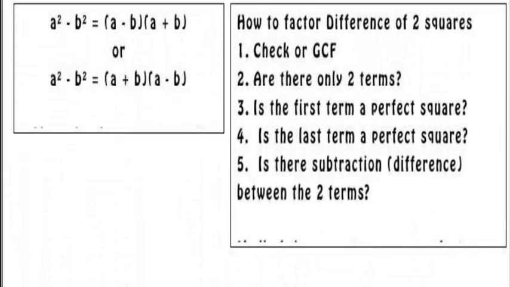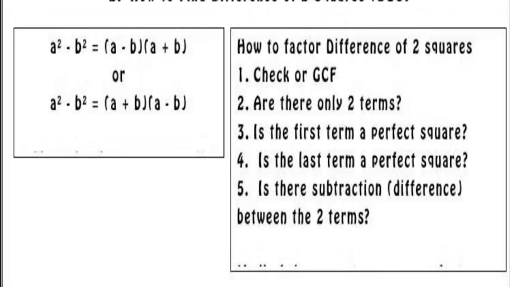So going back to difference of two squares, whenever we have a perfect square variable minus a perfect square variable, we can factor this as a minus b times a plus b, or it can be a plus b times a minus b.